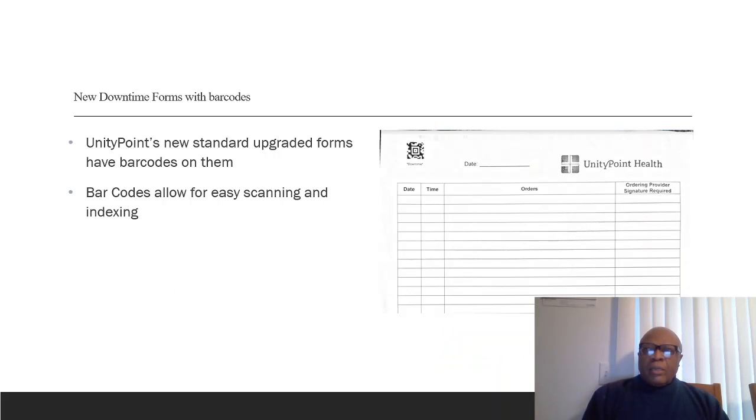Now, as part of my assignment, I researched and looked at all the existing forms that were used during downtime at the Unity Point Merita Hospital system. And I revised the forms and formatted them so that they can appear very close to the Epic electronic system screens. Here is an example on this particular slide of how the forms look. There's a barcode on each form, and the columns, for example, on this one, which is what we call the downtime order forms.